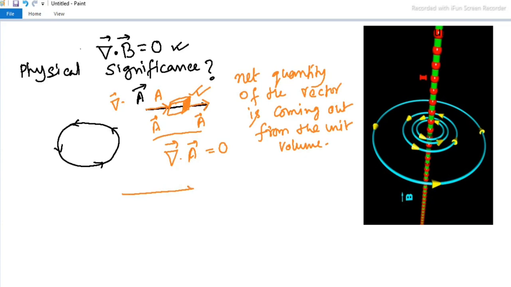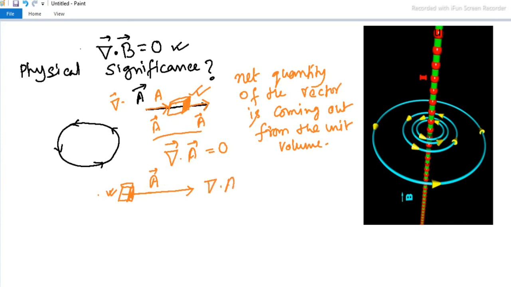Suppose this is the same vector A. Now suppose I am considering the unit volume at the origination of the vector, where the vector is originating. Now nothing is entering this particular unit volume, so the input quantity is 0, but the quantity A is coming out from the unit volume. So input is 0, vector A is coming out. So what will be the divergence? The divergence will be a positive quantity.